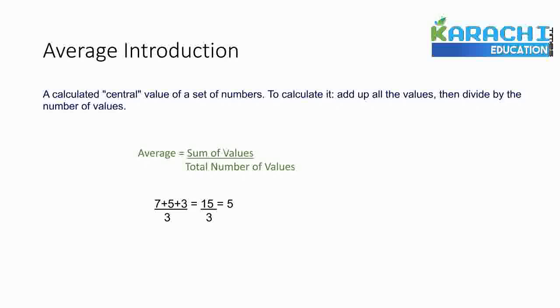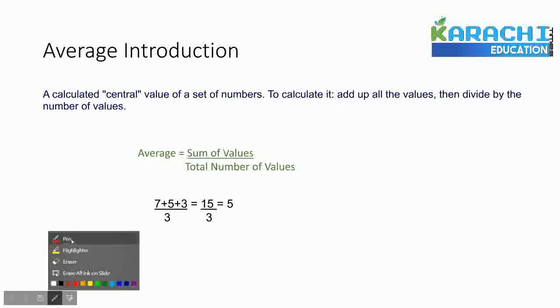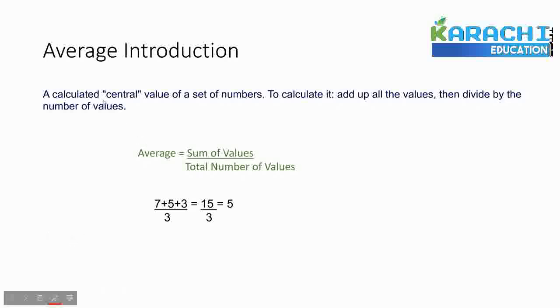What is average? Average is defined as a calculated central value. We have a set of numbers and we will calculate the central value of those numbers. To calculate it, we will add up all the numbers in the set and then divide by the number of values.